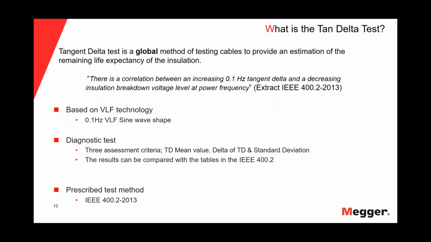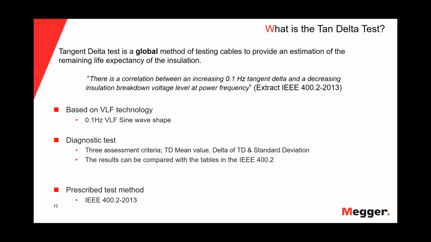Now let's continue with the tan delta test. What is the tan delta test? Well, the tan delta test is a global method of testing cables to provide an estimation of the remaining life expectancy of the insulation. We know that there is a correlation between an increase in 0.1 hertz tan delta and a decrease in insulation breakdown voltage at power frequency.